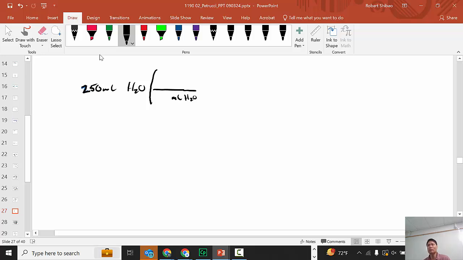What's the density of water at 4 degrees Celsius? Pretty much 1. However, the further we veer from 4 degrees Celsius, the more it deviates. It goes down from 1 to about 0.96. We're going to say this is close to room temperature, so maybe we can go to 1.0 grams per milliliter.